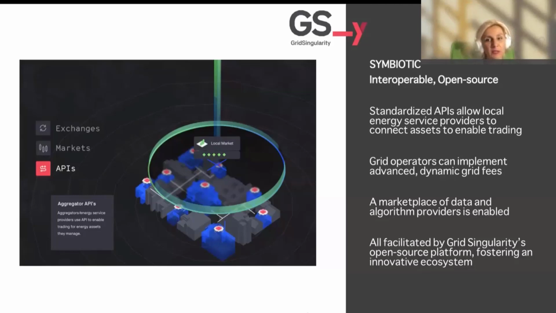Again, I wish to emphasize the open source approach that we espouse. The code that Grid Singularity develops is available in a GitHub repository, and some of the partners also do the same, and we invite everyone to contribute jointly and create the symbiotic market through a collaborative approach.